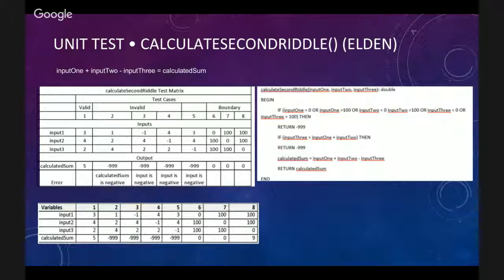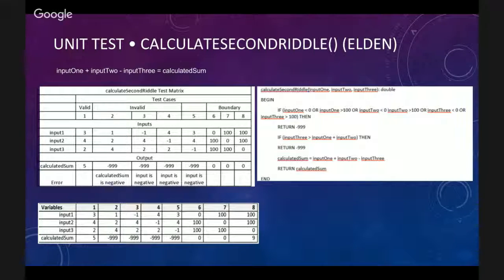So in our test matrix, for valid inputs, you see valid input 1 is a value of 3, and then we have input 2 is a numerical 4, input 3 is the numerical 2. And then the calculated sum of that is a 5, because 3 plus 4 minus 2 equals 5.